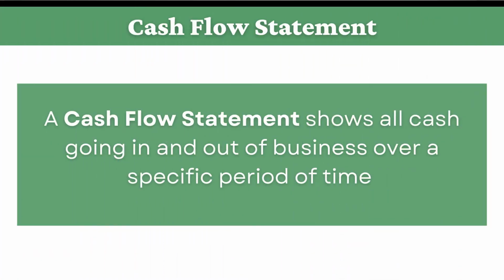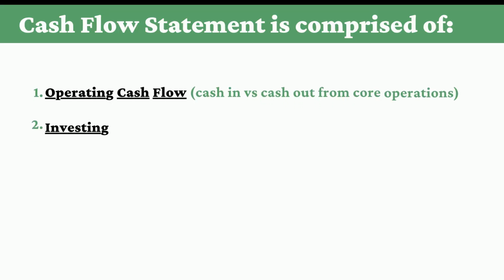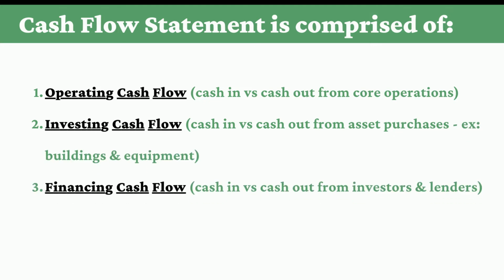Now we have a cash flow statement. The cash flow statement shows all cash going in and out of the business over a specific period of time, again, January through December. And so the cash flow statement consists of three different parts: operational cash flow, investment cash flow, and financial cash flow. And so the separation of these three categories provides you with insights on where money is going in and out of the company.